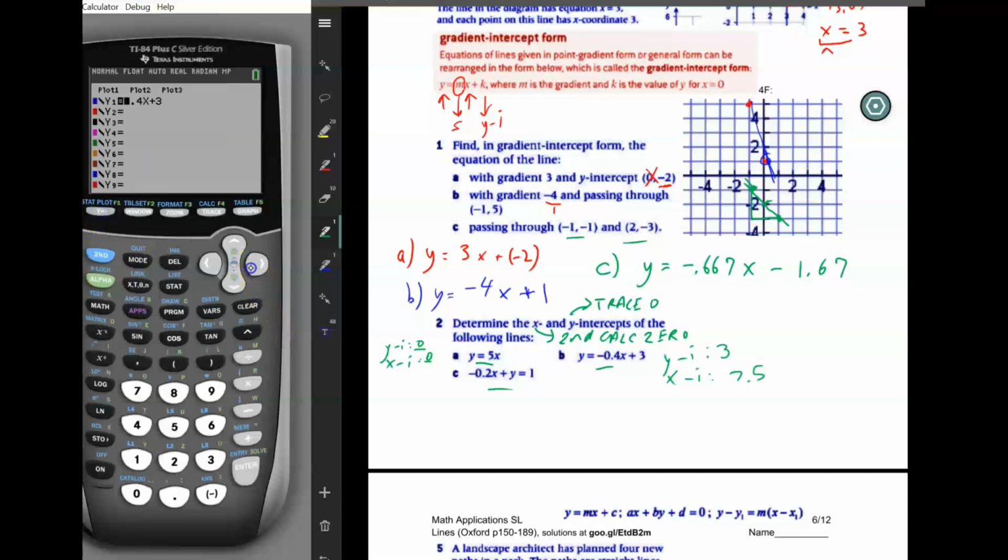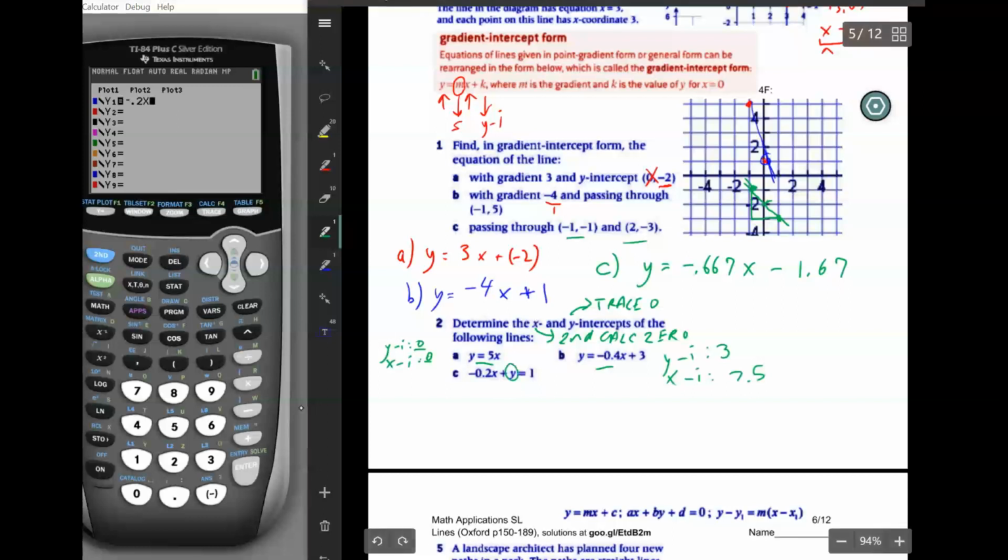So we're going to put negative 0.2 x plus, oh, it is not in gradient intercept form. And when we type an equation into the calculator, we need it to be in gradient intercept form. So the first thing we're going to have to do in this case is we're going to have to arrange it so that y equals is on the left so that it is in gradient intercept form. So we're going to have to do a little bit of algebra.